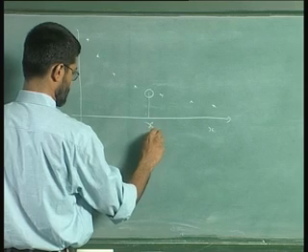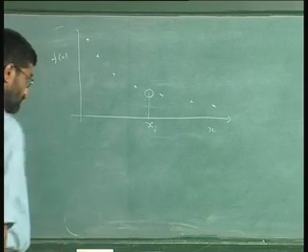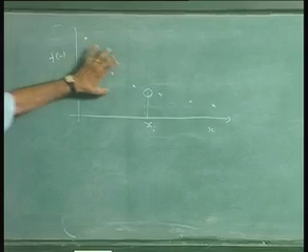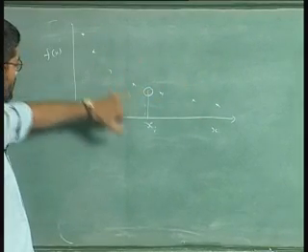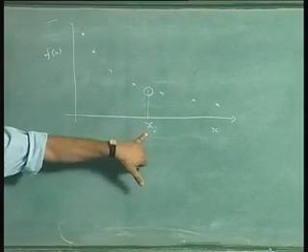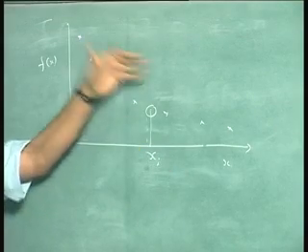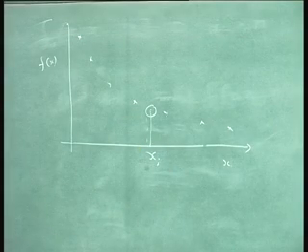Let me call that some xi. I want to find the derivative of this line which passes through this point at this xi. So what I have is only a set of data points, and I am interested in finding the derivative. So the question is how.